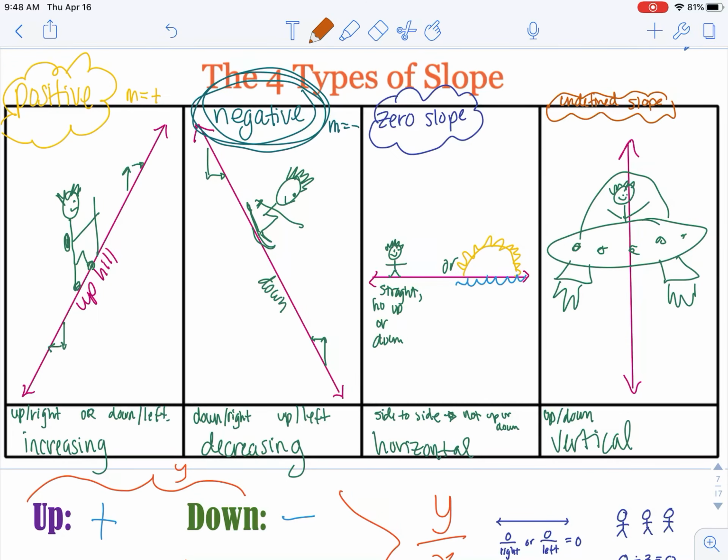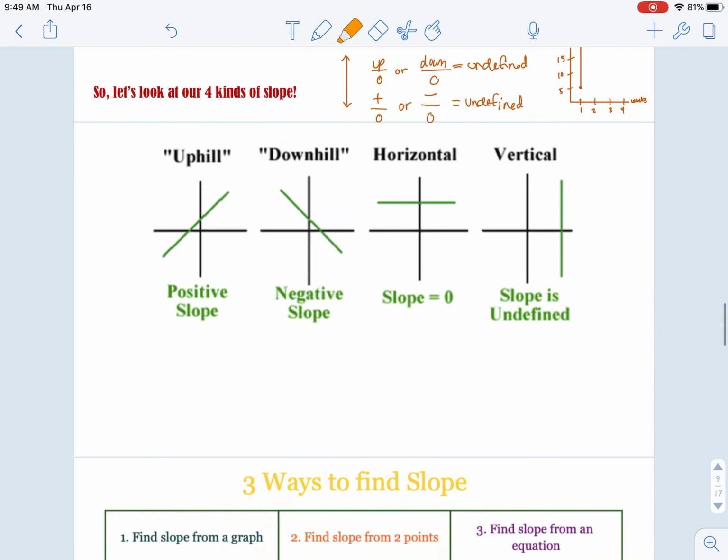So there you have it. You have your 4 types of slope. You have your increasing slope, which is a positive slope. You have your decreasing slope, which is a negative slope. You have your horizontal slope, which is a 0 slope. And you have your vertical slope, which is an undefined slope, because technically in the real world this couldn't happen, but sometimes mathematically it does.